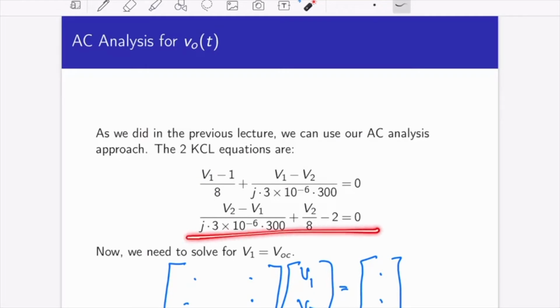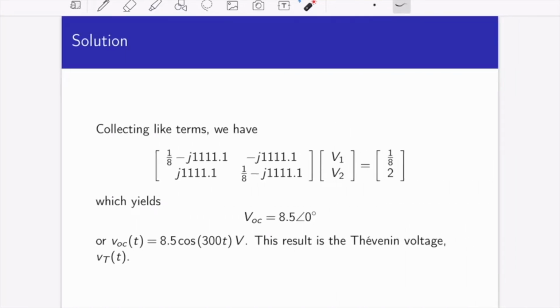When I take these 2 equations and write them in matrix form, this is what I end up with. When I put that into MATLAB and solve, I end up with V1 equal to 8.5 at an angle of 0 degrees volts. You can also find V2, but it doesn't matter for our purposes. So we can write this as a time function: VOC of t will be 8.5 cosine omega t volts, where omega is still 300. And that is our Thevenin voltage, VT.